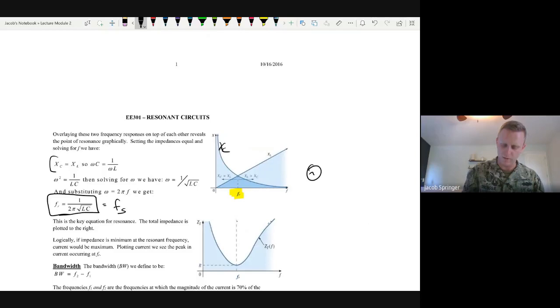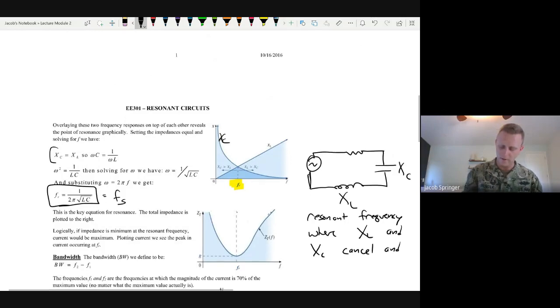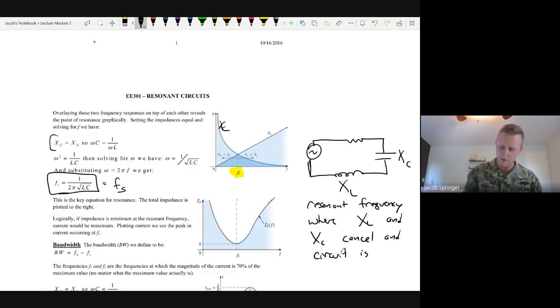I'll draw it over here on the right. If I have a resistor and a capacitor and an inductor, right? And then here is XL and here is XC. Well, the resonant frequency is where XL and XC cancel, and the circuit is purely resistive.